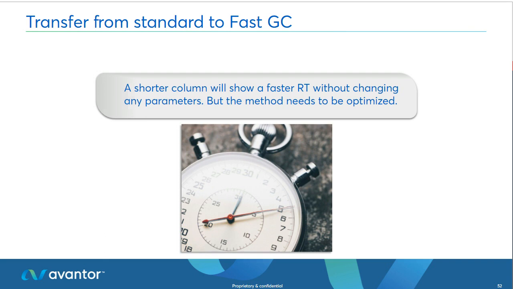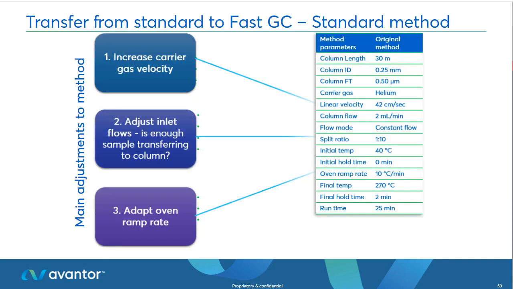We'll look at adjusting the following parameters: increasing the carrier gas linear velocity, adjusting the inlet flows to make sure enough sample is being transferred to the column, and adapting the oven ramp rate to accommodate for all of the above. And you can see on the standard method we've got a 30 meter column, 0.25 millimeter ID, and a slightly thicker film thickness, as the data I had to use just wasn't with a really thin film thickness. The carrier gas is helium.